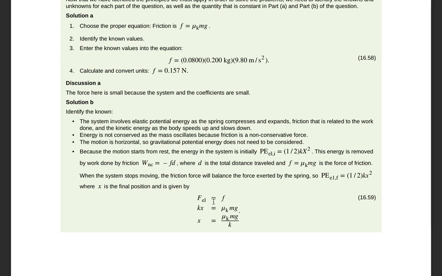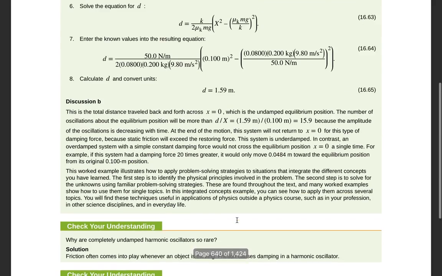So PE is going to equal 1/2 kx squared, where x is the final position, and is given by the elastic force. Our kx is already identified as mu k mg. So all we're doing here is breaking it down. So if we're going to find our x, we have to divide by k, right? So that's how you have x is equal to mu k mg over k.